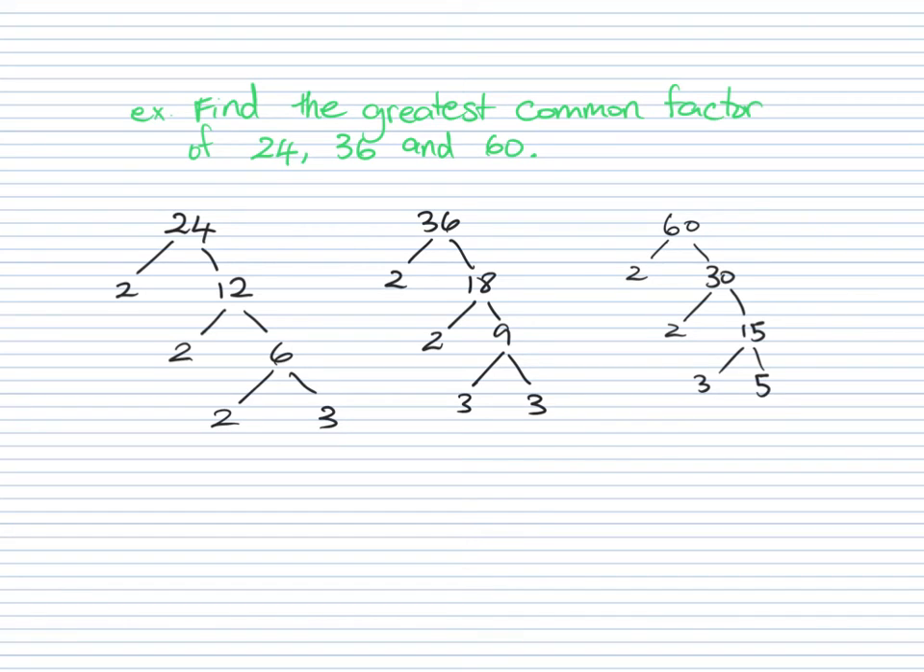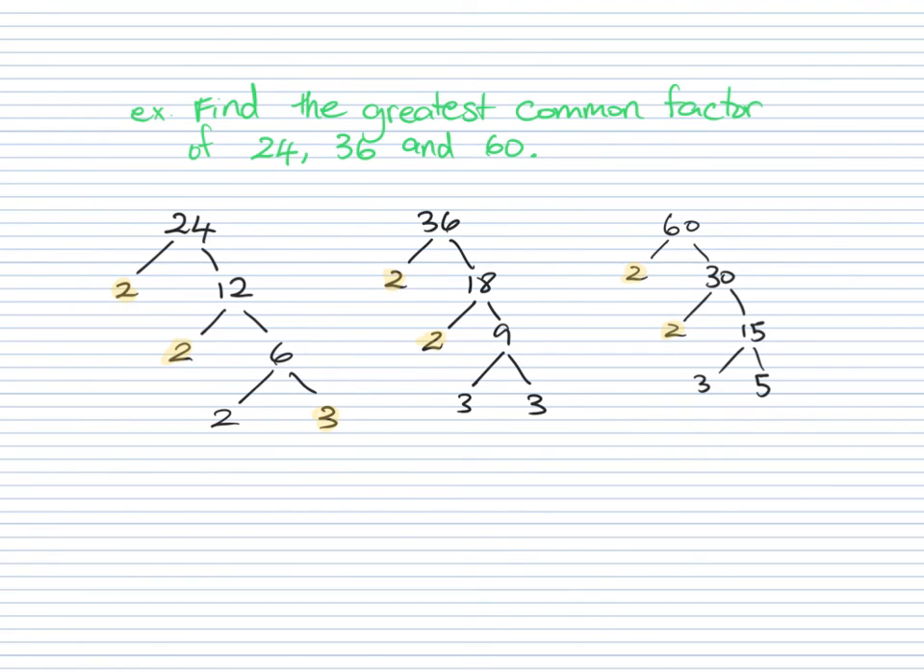If you take a look, there are two 2s here, there are two 2s here, there are three 2s here, but that's too many 2s. We have two 2s in common. So we highlight these. The 2s are in common for all, so we highlight them so we remember. Again, we have an extra 2 here, that doesn't help us, but we do have a 3 here, here, and here, so that is helpful.